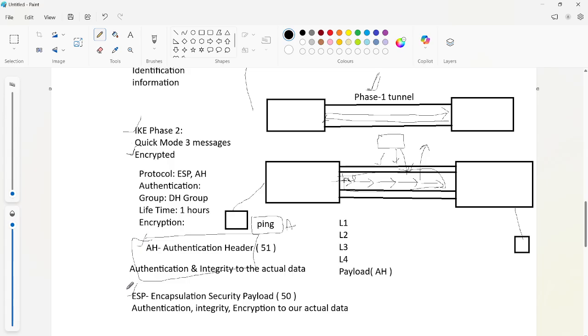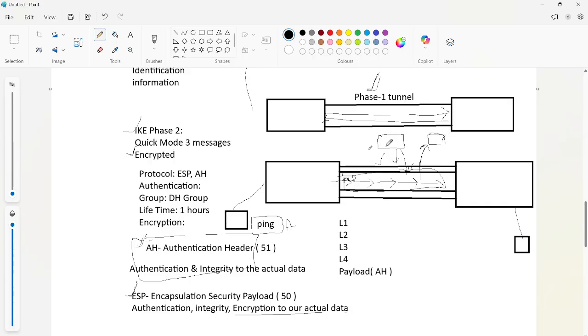But if you use AH, we don't have any encryption on our actual data, which means whatever information the attacker gets, they can see our actual information in plain text. But if you use ESP as the protocol between your branch offices in phase 2, it also provides encryption to our actual data. If the attacker breaks our phase 1 and phase 2 tunnels and captures our information, our actual data will be in encrypted format.